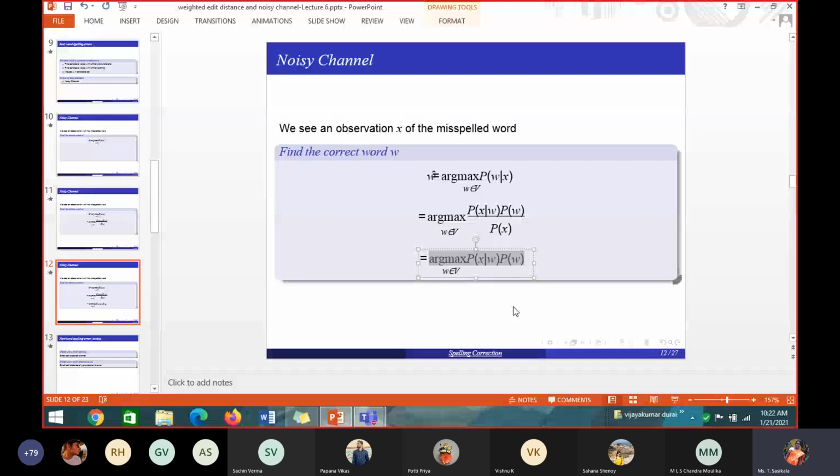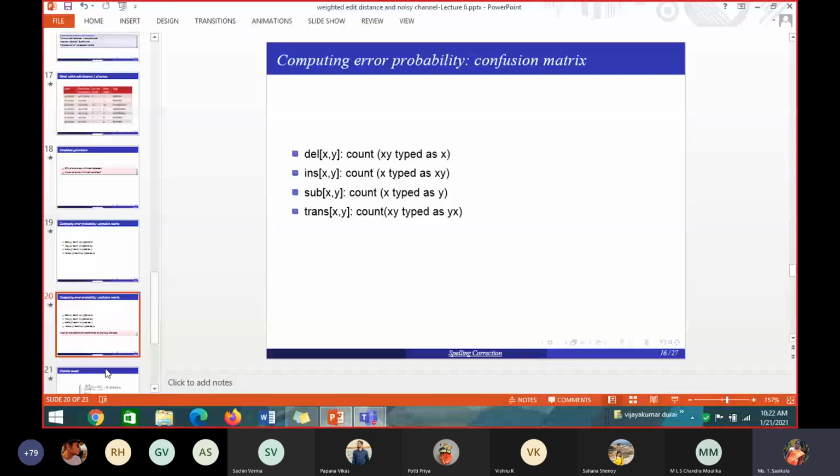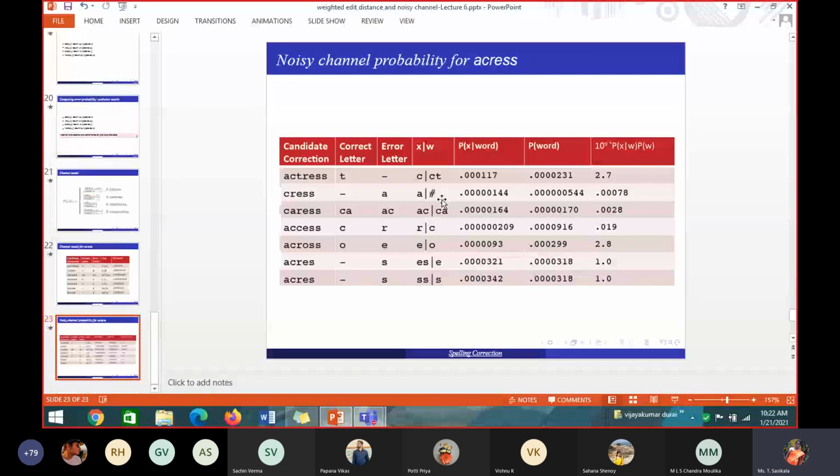So P of X given W I have already found. P of word they have given. They have given a P of word for each word, also a probability. When they multiply P of X given W into P of W, they get these values in terms of 10 power 9. So whichever has the highest value here, can you tell me? They have taken some probability value for P of word, and they have multiplied and given it in terms of 10 power 9. So they get this value.